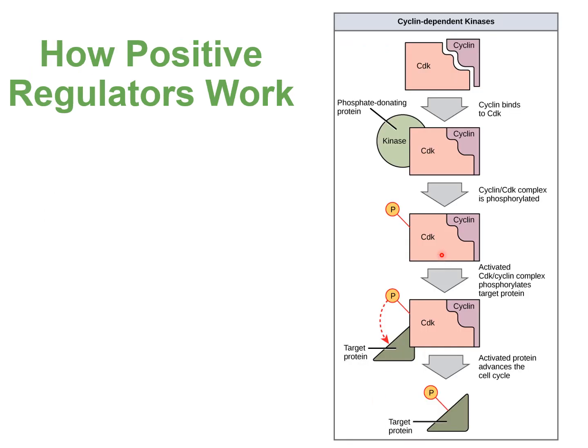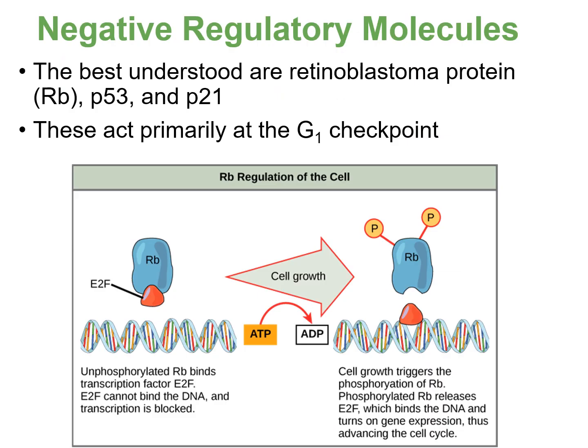So a little bit on how positive regulators work here. You can see our cyclin will bind to the CDK and it's going to become phosphorylated. I'm not super concerned about you understanding really what that means, but it's going to phosphorylate the target protein, which is then going to activate the protein, and that's what's going to advance the cell cycle. So basically it's just saying, hey, we're activating things slowly and we're wanting to progress into the cell cycle where we can divide.